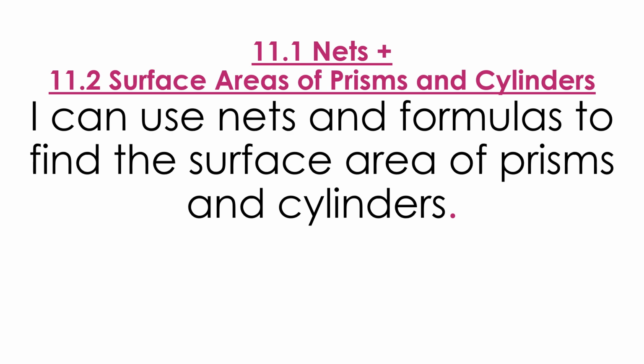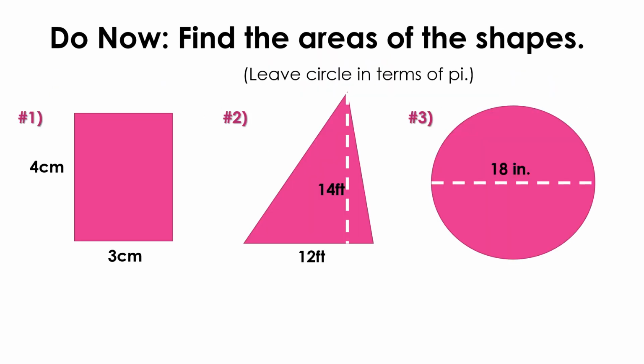It's a pretty fun chapter, I think, and it's very closely related to all of the areas that we worked on when we were in chapter 10. So it'll be hopefully some review. Our topics today are 11.1 and 11.2. 11.1 is about nets, and then 11.2 is about the surface area of prisms and cylinders. We're talking about nets today just as an introduction, and 11.2 is really more the bulk of our topic today.